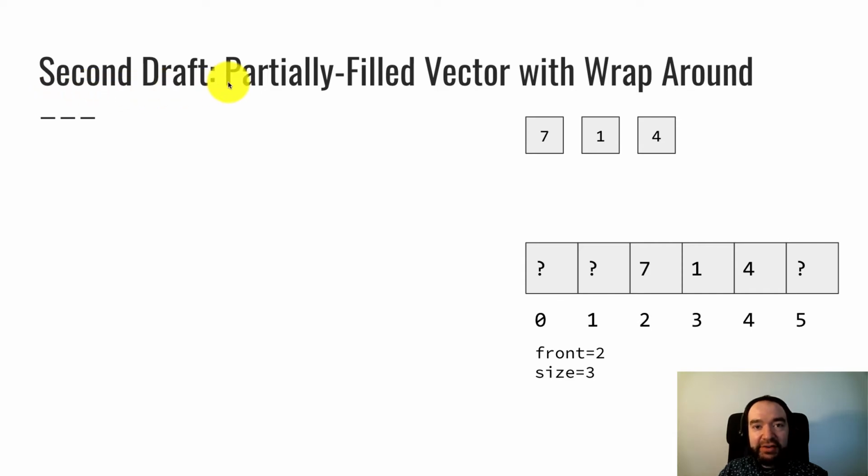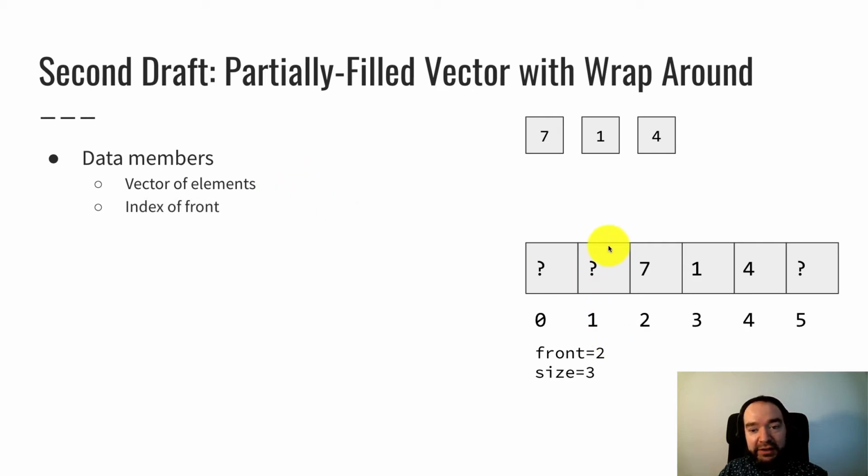As of the second draft of our vector-based queue, we had a partially filled vector and it had this wraparound feature. So the idea is that we store the elements of the queue in a vector. The data members of our vector-based queue are that vector object, the index of the front element. So in this sketch, I've got a queue containing 7, 1, and 4. 7 is the front element of the queue, and front is at index number 2. So the used part of the vector starts at index number 2 with the front of the queue, and then we also have a size data member to keep track of the size of the queue. In this sketch, it would be 3.